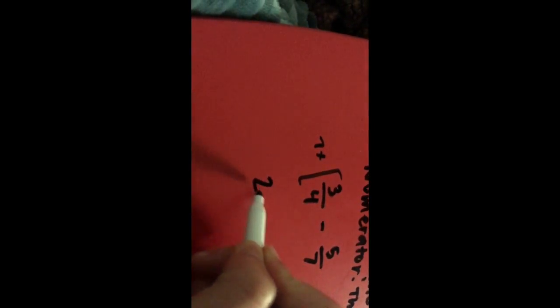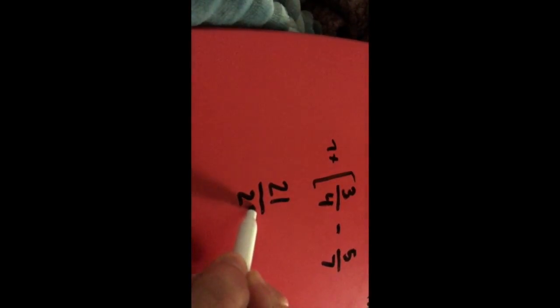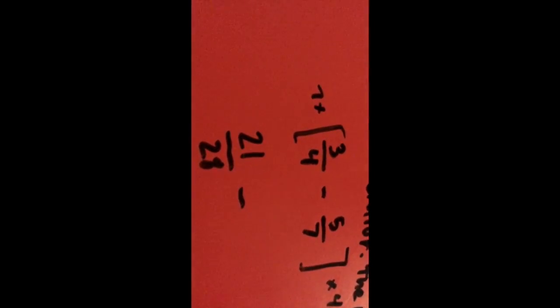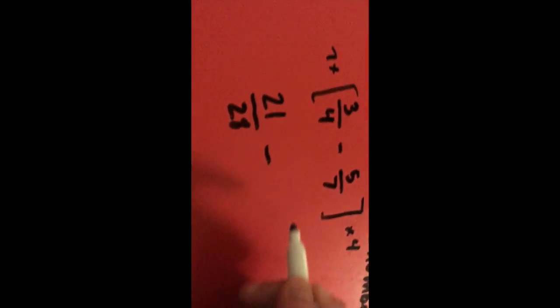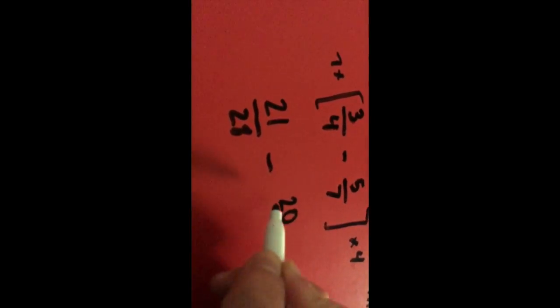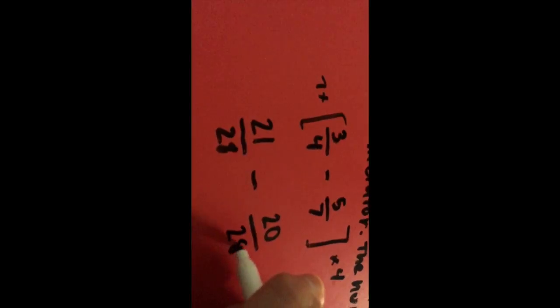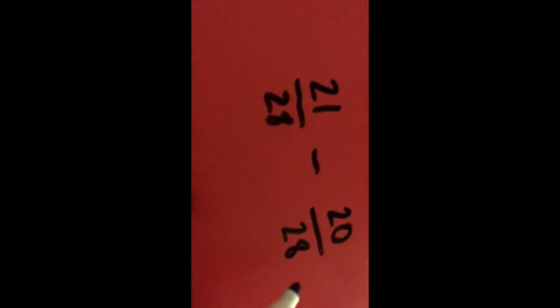Which gives you 7 times 3 is 21, 7 times 4 is 28. Minus, and then we are going to be taking 5/7 times 4, because that's the opposite denominator. And so we have 4 times 5 is 20, and 7 times 4 is 28. So now they have the same denominator, so that can make us subtract.